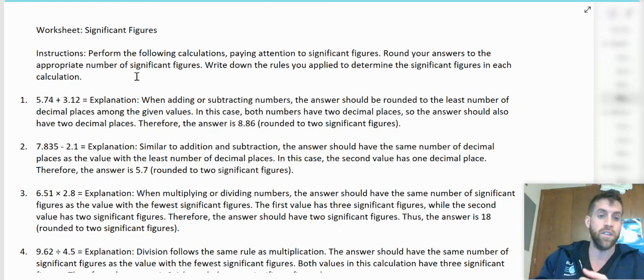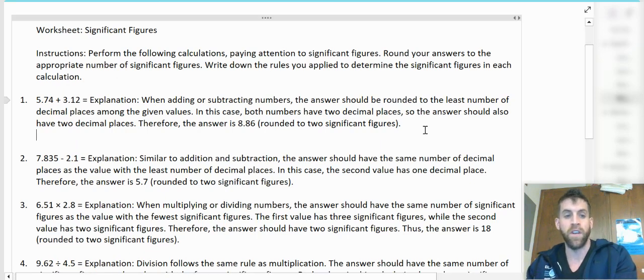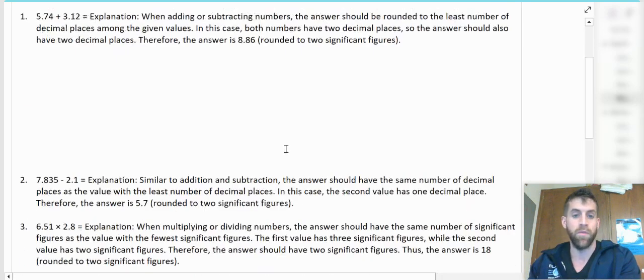So our instructions here are to perform the following calculations, paying attention to significant figures, round our answers to the appropriate number of significant figures, and write down the rules that we applied to determine the significant figures in each calculation. So let's make space for our first problem here.